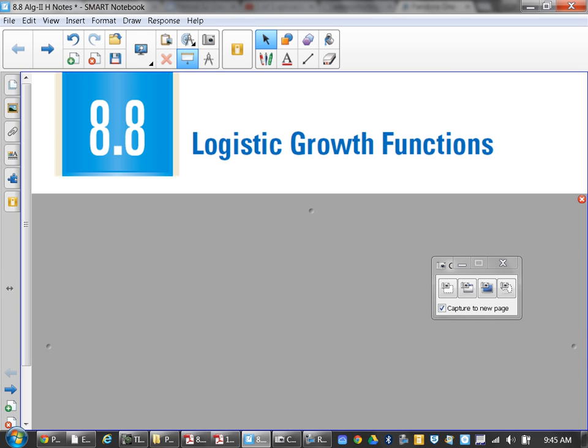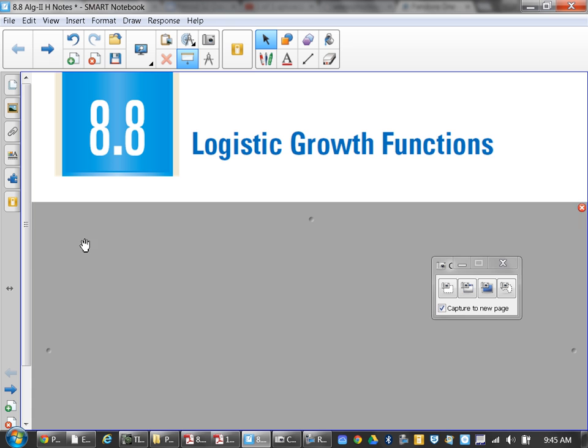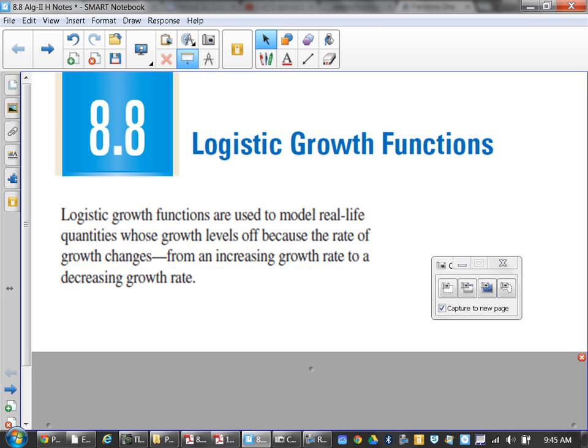That's logistic growth. There's a ceiling, a maximum value for the amount of bacteria you can have in a dish. There's a maximum value that these things are going to approach before you run out of resources, if you will. It is a real world style problem that's pretty easy to work with. You don't write outside, I'm just giving you a definition here. These growth functions are used to model real life quantities whose growth levels off because the rate of growth changes from an increasing growth rate to a decreasing growth rate.